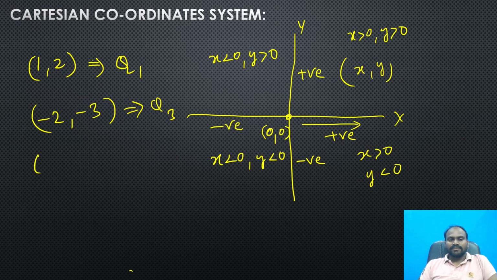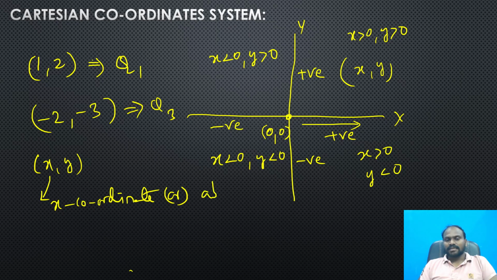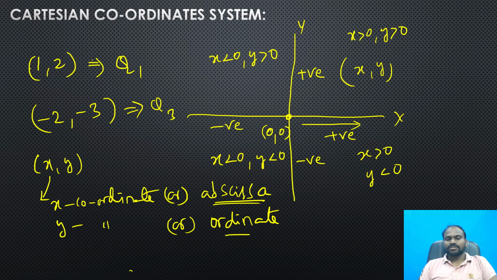And when you are writing this x comma y, this x is called the x coordinate, which is also called the abscissa. The other name for this is abscissa. And y is the y coordinate, which is also called the ordinate. So we should remember these names. In the questions, definitely these names are used to describe the x coordinate and y coordinate, right? This is about the basic Cartesian coordinate system.